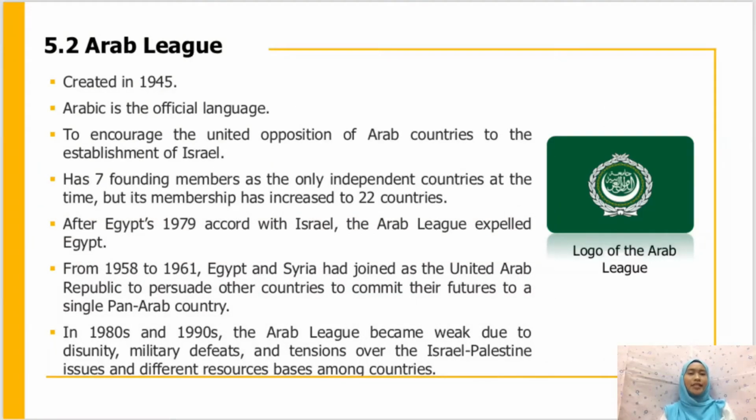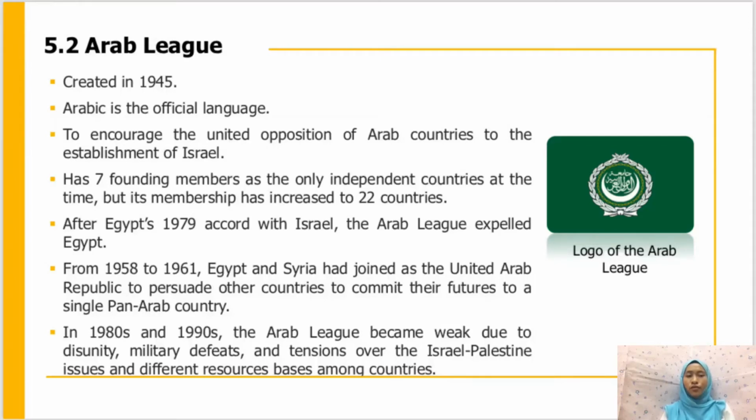The next organization is the Arab League. The Arab League was created in 1945 to encourage the united opposition of Arab countries to the establishment of Israel. Its 7 founding members were the only independent Arab countries at the time, but its membership has increased to 22 as more gained independence. The Arab League linked Arab countries in the Western Mediterranean with those in the Eastern Mediterranean and Southwestern Asia. After Egypt's 1979 accord with Israel, the Arab League expelled Egypt and transferred the Arab League headquarters from Cairo to Tunis.